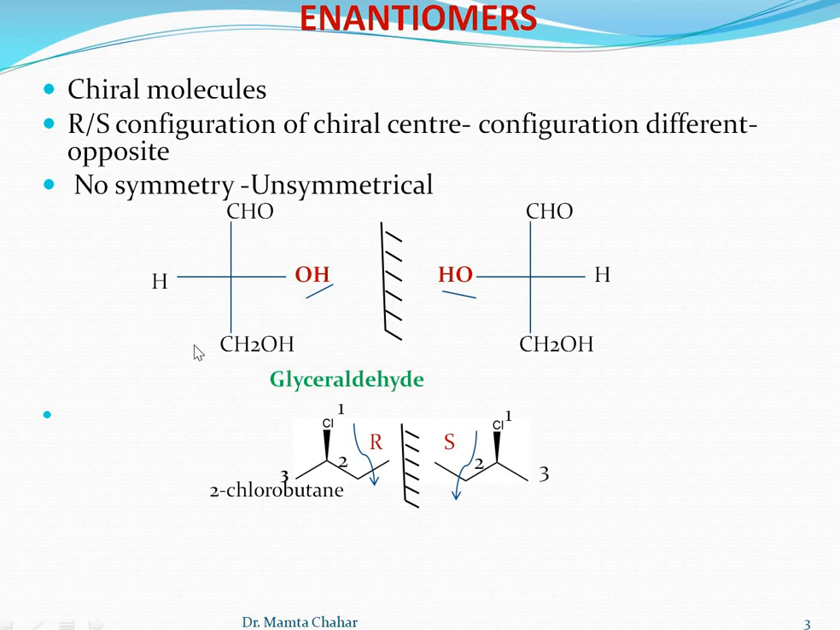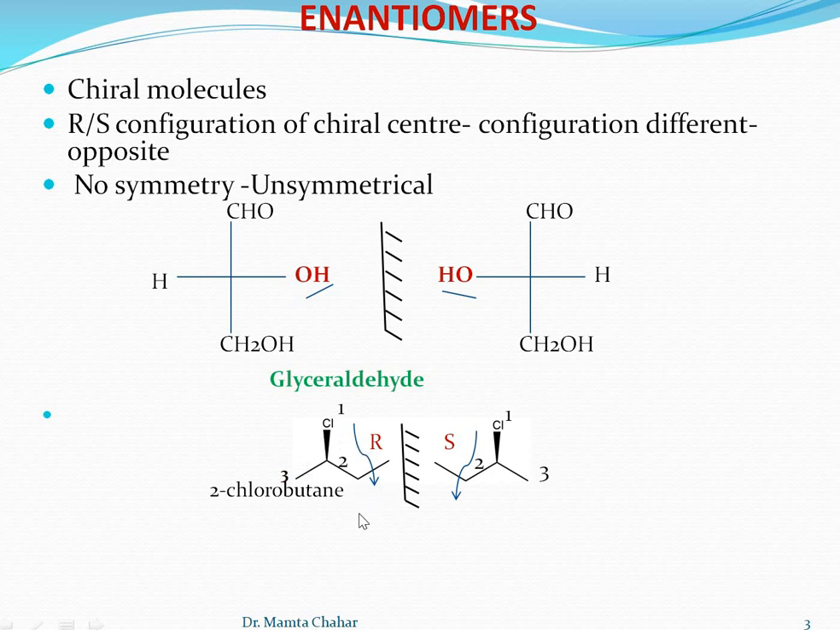This is an example of an enantiomer, glyceraldehyde, in which OH is on the right hand side here, and after this mirror, OH is on the left hand side. So these are mirror images of each other, but they are non-superimposable. Another example is 2-chlorobutane. Here chloro is on this position, and chloro is here.